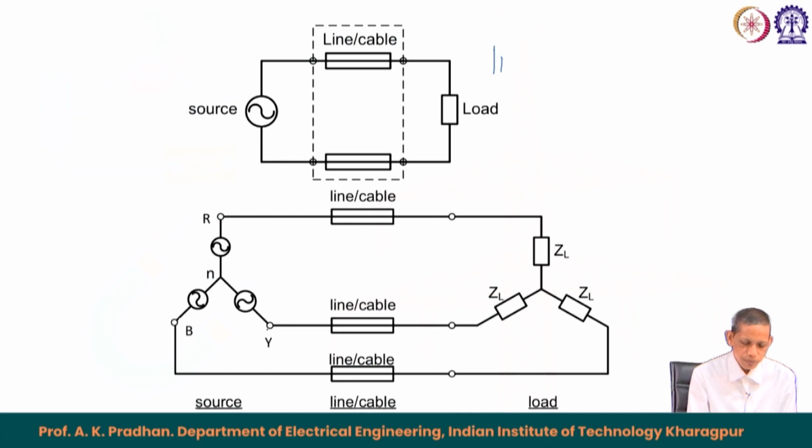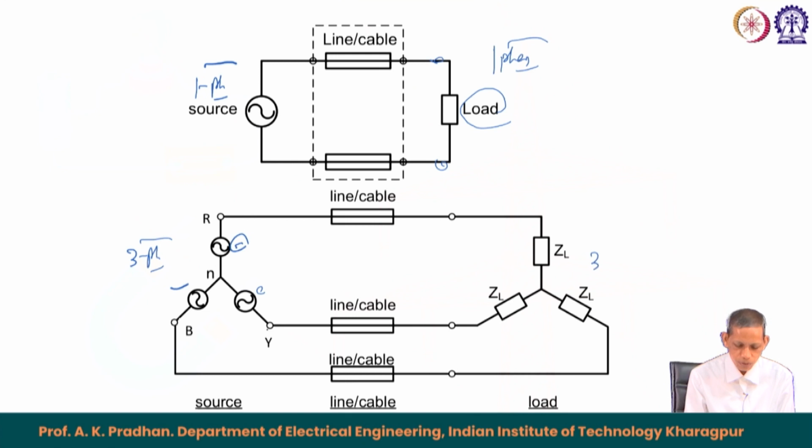A single phase load here is connected through line cables to a single phase source, 230 or 240, 120 volt, 60 hertz, 50 hertz and so on. But a 3 phase system, as shown here, has 3 single phase connections, having a 3 phase load connected to this through the line cables. So, this is the load part, this is the source part to the line. So, single phase versus 3 phase.